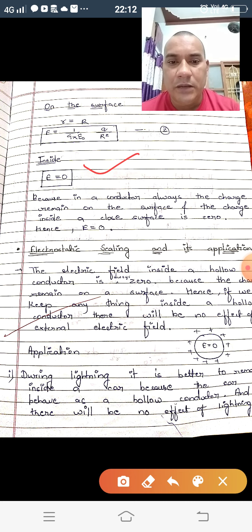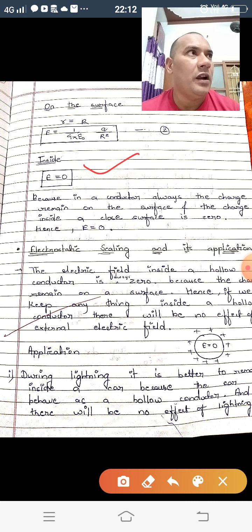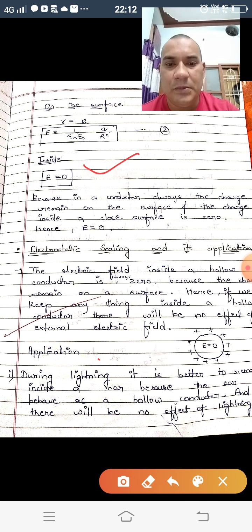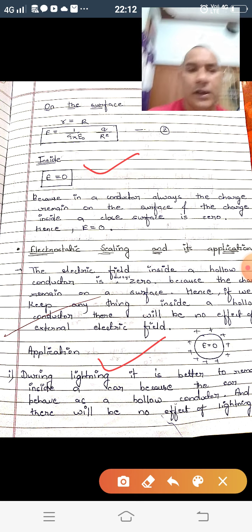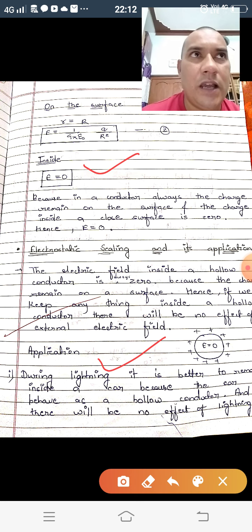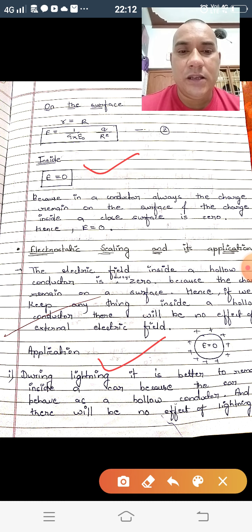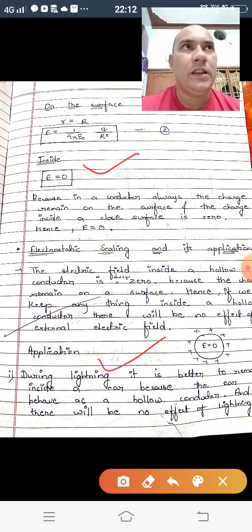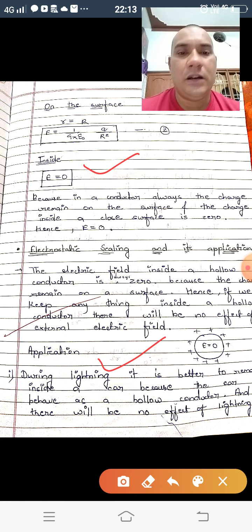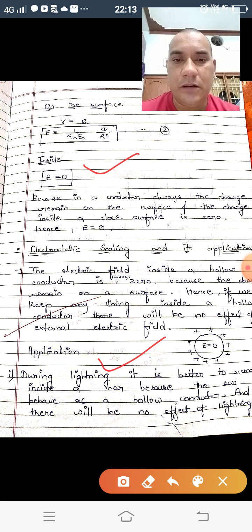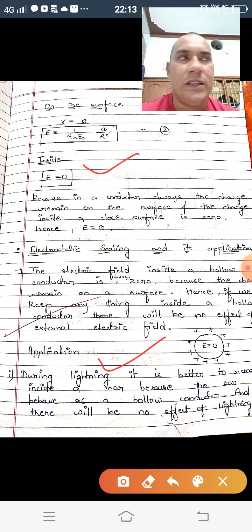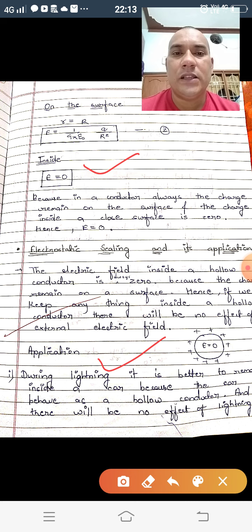Like an application during lightning: is it better to remain outside or inside the car? It is better to remain inside the car because the car behaves as a hollow conductor, and if at all lightning falls over the car, there will be no effect on you. So it is better to remain inside the car. Similarly, there are other applications of electrostatic shielding also. You can follow the book.